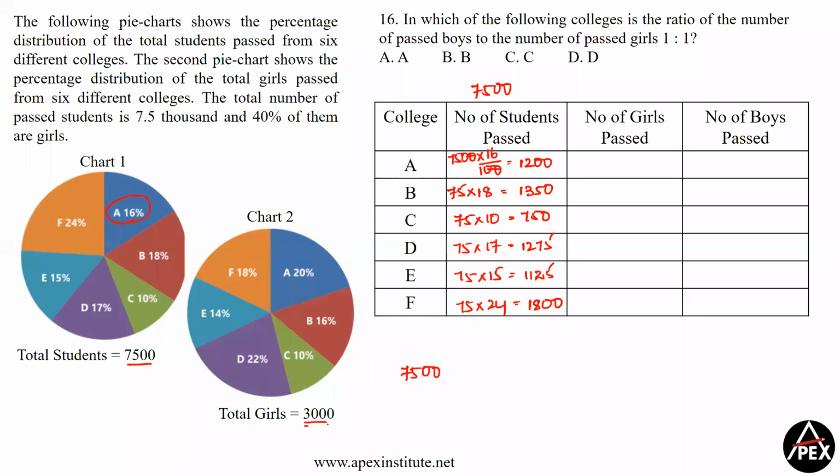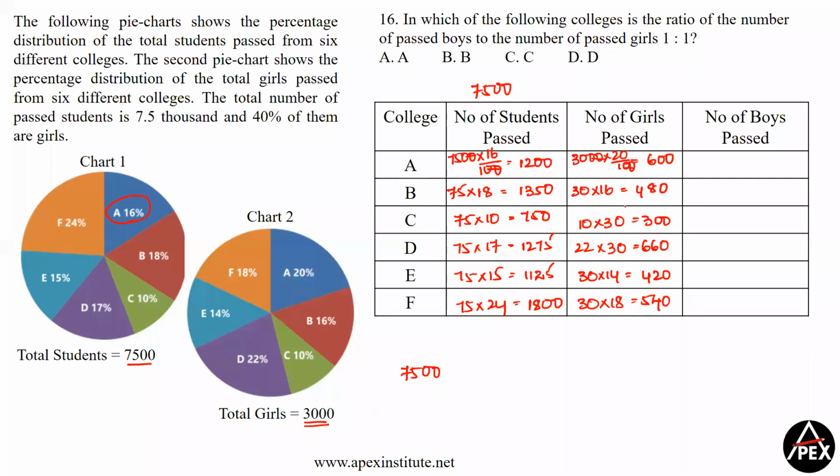Okay. So number of girls passed. The total number of girls is 3,000. So from college A we have 20%. So 3,000 into 20 by 100, 600. Now from B, it will be 30 into 16, 480. And from college C it will be 10 into 30, so 300. From D, 22 into 30, so 660. Then 30 into 14, which will be 420, and 30 into 18, which is 540.